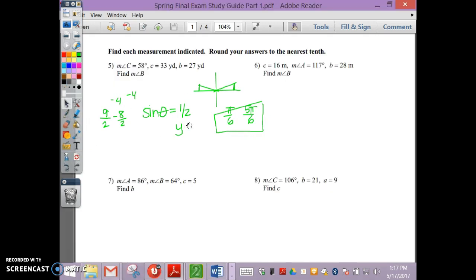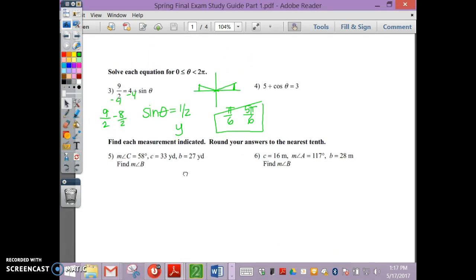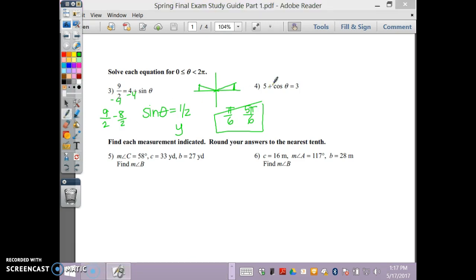Oops, sorry about that. All right, next one. So we are getting the cosine part by itself by subtracting 5. So I have cosine of theta equals negative 2. So I'm asking you, where on the unit circle is the x value negative 2? Never. It's not. No solution.